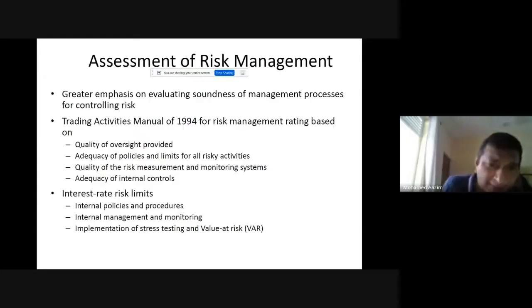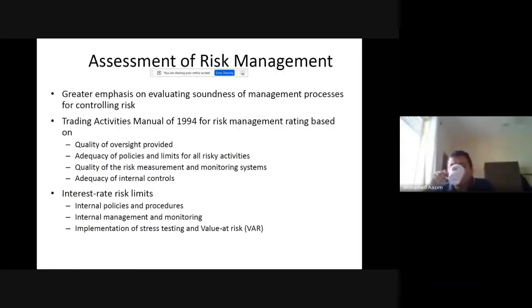Right. So another very, very important area of assessment is risk and the risk management. If I come to this point, any questions? Any questions here?